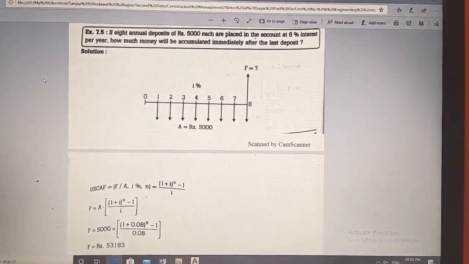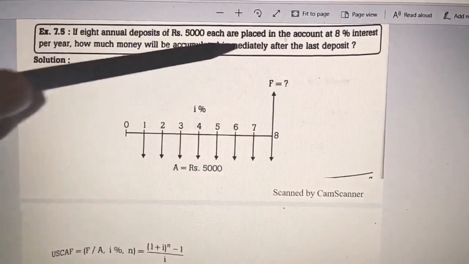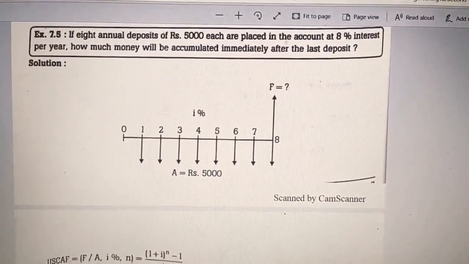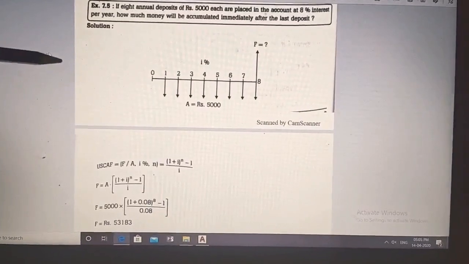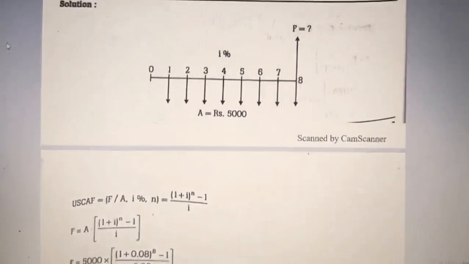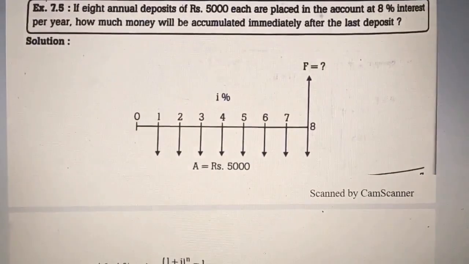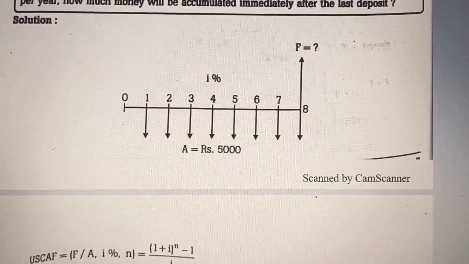So here our numerical problem does not end, because whatever we have calculated has to be represented in a cash flow diagram. So for that you please refer to this diagram. Here again we have two different types of lines. One is a horizontal line and one is vertical lines. The horizontal line is representing the rate of interest and duration, and the vertical lines are representing my cash inflow and cash outflow.